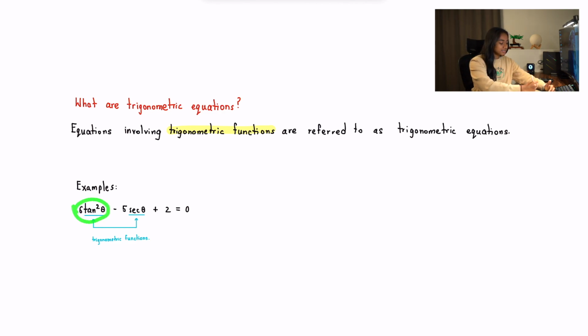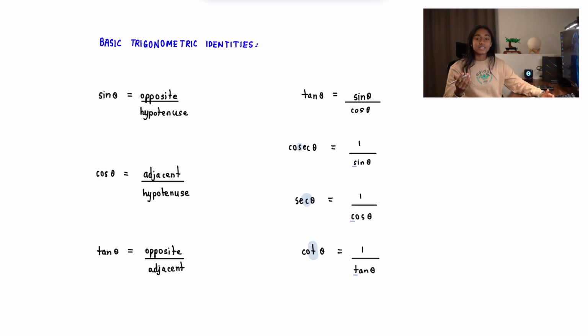6 tan squared theta minus 5 sec theta plus 2 is equal to 0. Because this particular equation involves trigonometric functions, it is referred to as a trigonometric equation. The purpose of this video is to learn how to solve equations like these. Before we can learn how to solve these equations, we must be familiar with some basic trig functions.